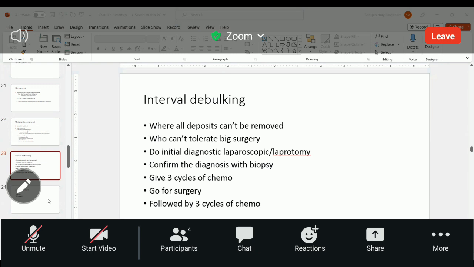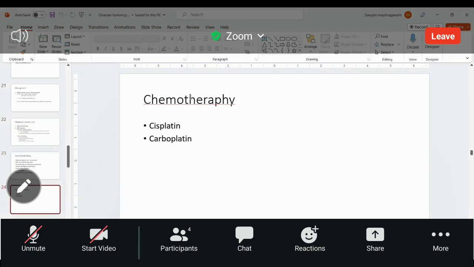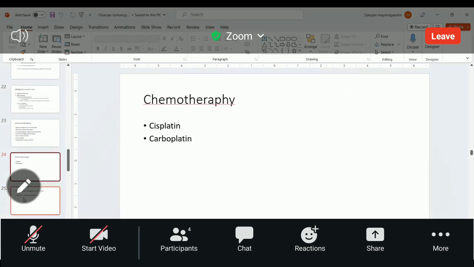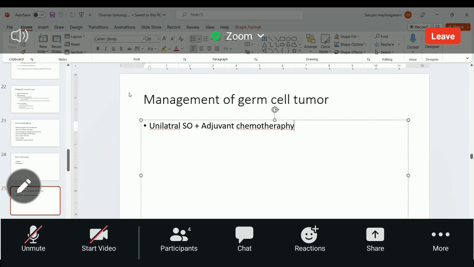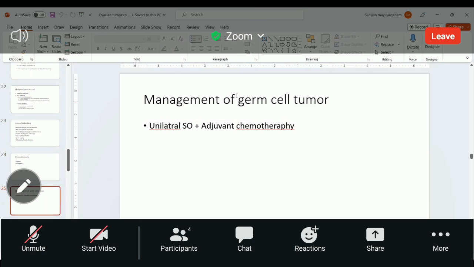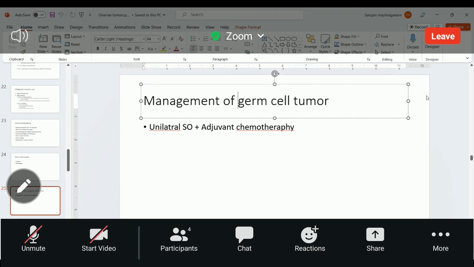Okay? These are the chemotherapy agents I have told. Then the management of germ cell tumor: you won't be getting this kind of patient for the long case, but rarely they can give.